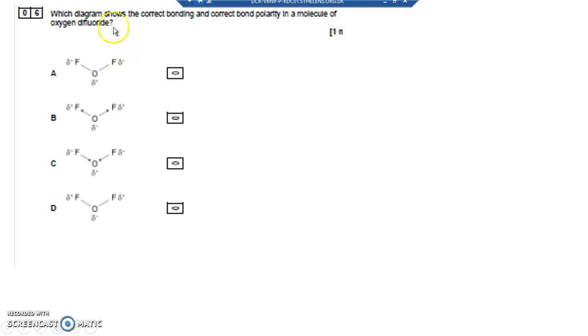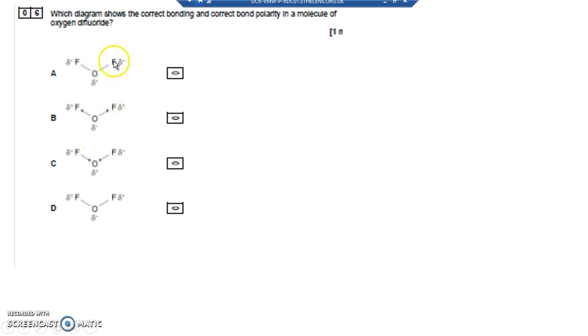Question number 6. Which diagram shows the correct bonding and correct polarity in a molecule of oxygen difluoride? Well, we can do some elimination first of all. Fluorine is in group 7, highly electronegative, more electronegative than oxygen. Fluorine is highly electronegative, only wants to gain 1 electron, very small, so would pull that in close to its nucleus. So they're going to have delta minuses, and the oxygen would have a slight delta plus, because fluorine is more electronegative than oxygen. So clearly it's either A or C.